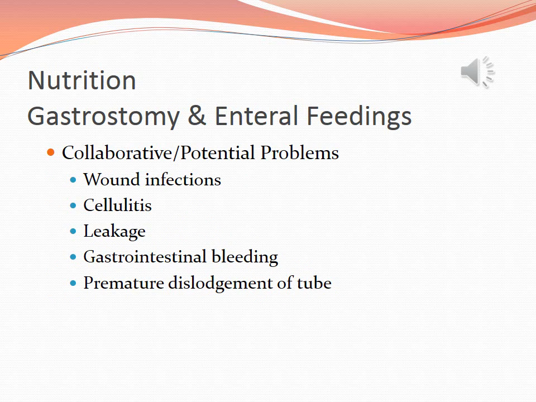There are also collaborative potential problems with gastrostomy and enteral feedings. There could be wound infections, whether it be wounds within the body or wounds at the site. Cellulitis, that is mostly at the site, where the tube is inserted, whether it be nares, oral, or abdominal. Leakage at the site, gastrointestinal bleeding, and premature dislodgement of the tube.